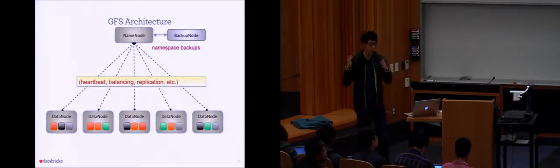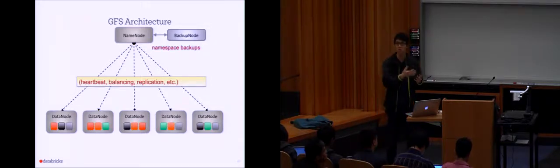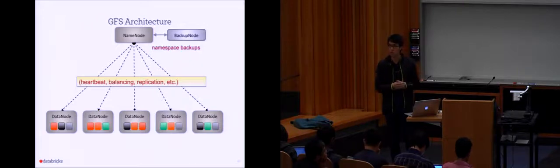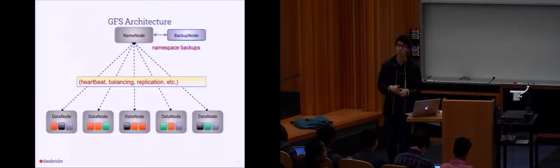Data nodes talk to name nodes to tell them, here I've written this block and this is the location. And name nodes, in order to prevent failures, also have backup nodes. You might have multiple backup nodes for a name node. So when the main name node goes down, you switch to a slave copy for looking up all the metadata.